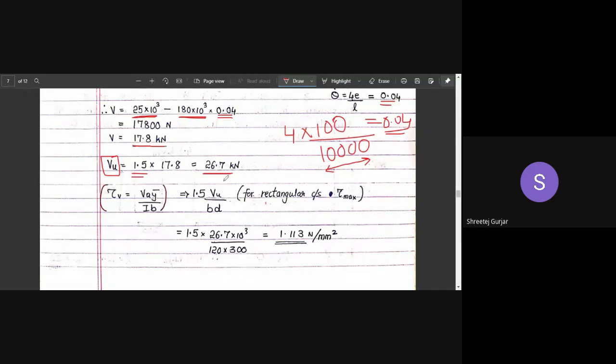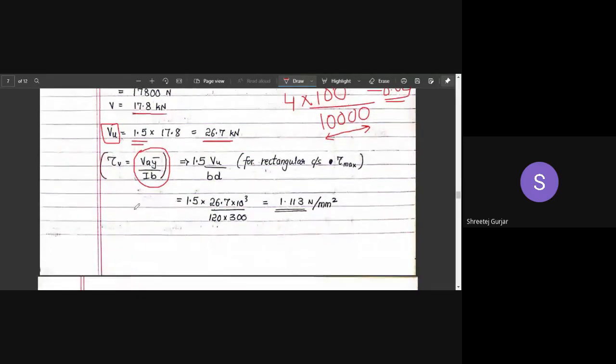Now we have all the things that are required, and we can substitute directly in this equation. One thing, if you remember from the rectangular section derivation in the theory part, I told you that to calculate the maximum shear stress in a rectangular section at the neutral axis, tau V is 1.5 or 3/2 into V/BD. This is the simplified formula for a rectangular section.